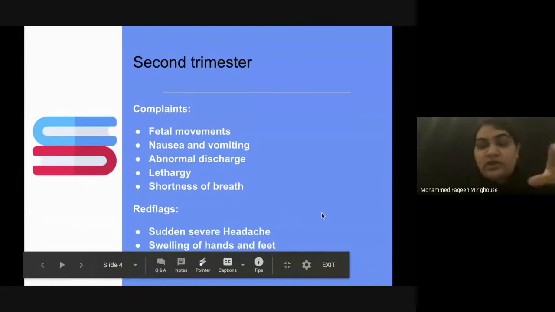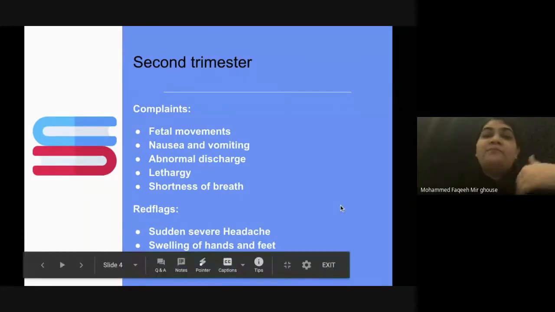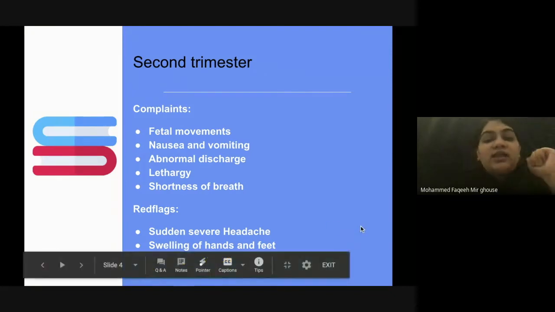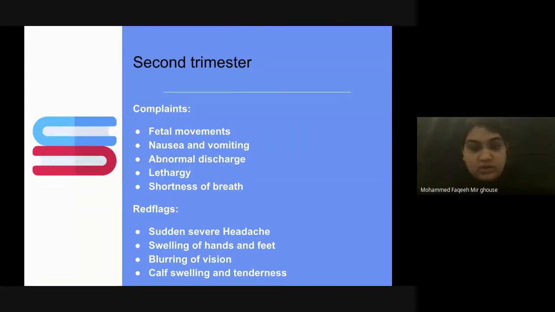Along with sudden severe headache, you have some other symptoms like pain or discomfort in the epigastric region, and vision complaints like blurring of vision, seeing floaters or flashes of light. The other complaint related to shortness of breath in the second trimester is, once again, over here you need to rule out if it is due to a physiological cause or a pathological cause.